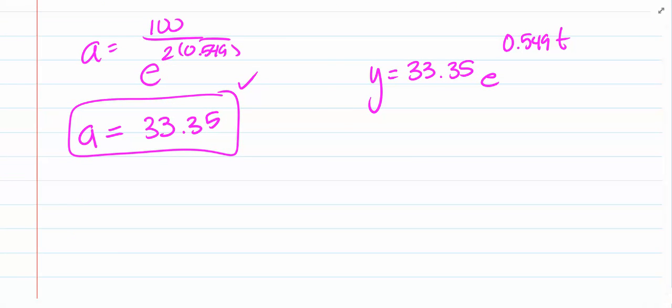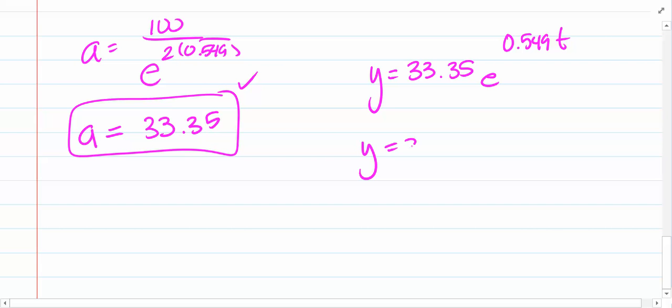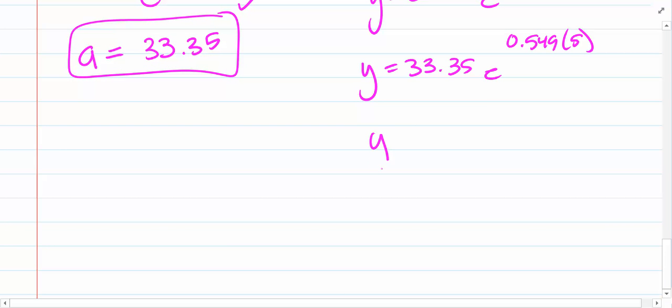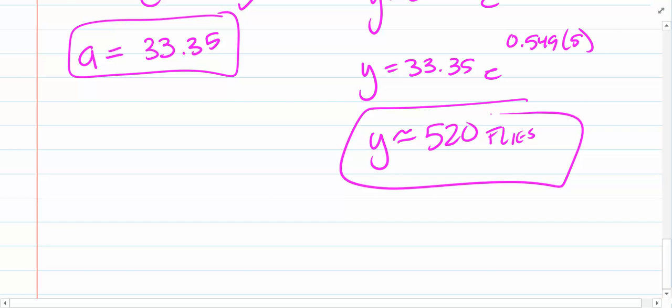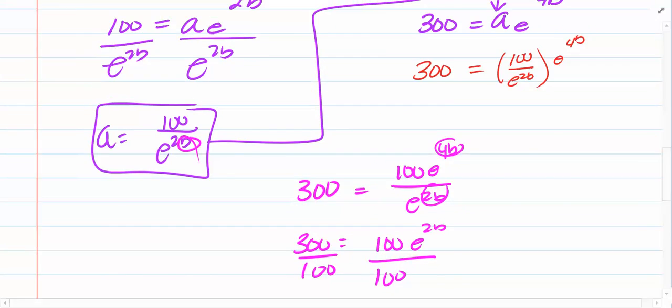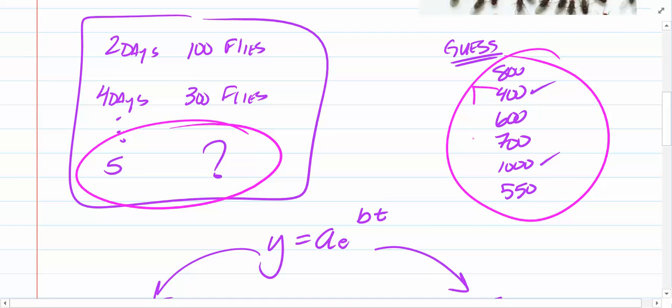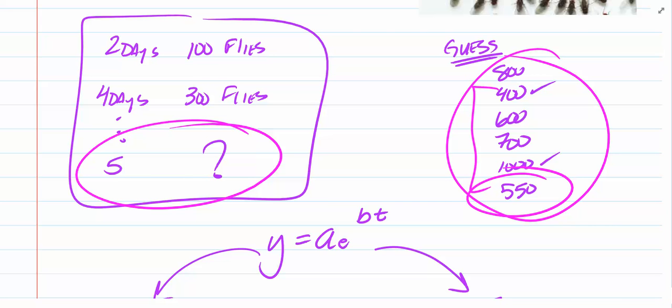Okay, so what do we substitute a value of t equals what? 33.35 e to the 0.549 multiplied by the time of 5 days. This will give us flies. So y is approximately, can you figure out how many flies are going to be there? We calculated approximately 520 flies. Does that make sense? Does that fall within our guessable range? It sure does. And look at this person. Was that you, Grant? Grant guessed 550. That was pretty darn close. Nice job, Grant. Very good.